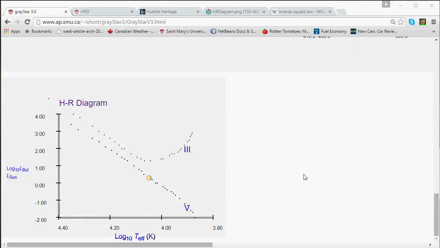So students could move the star up and down the main sequence, and they could record what the value of the surface gravity is for each effective temperature that keeps them on the main sequence, and make a little data set of effective temperature and surface gravity for main sequence stars.